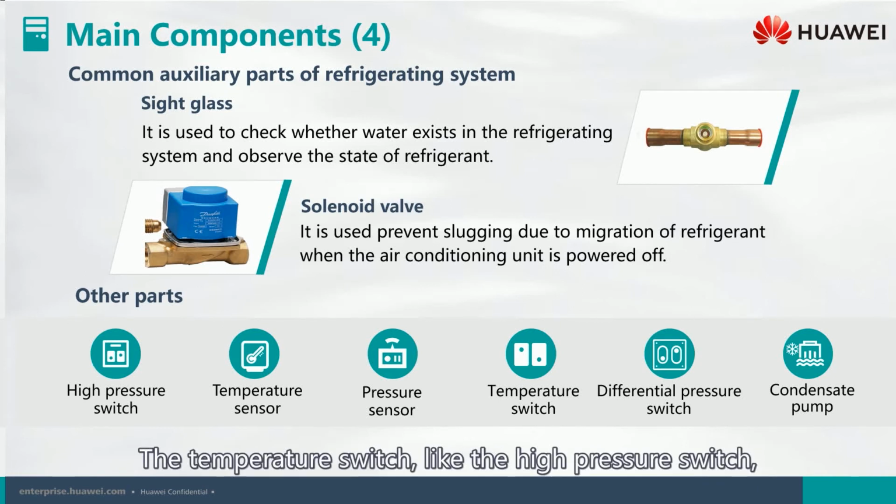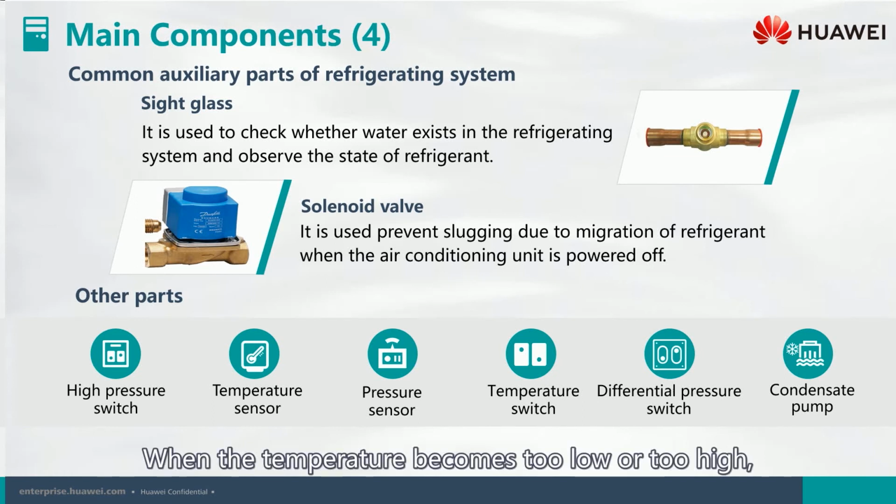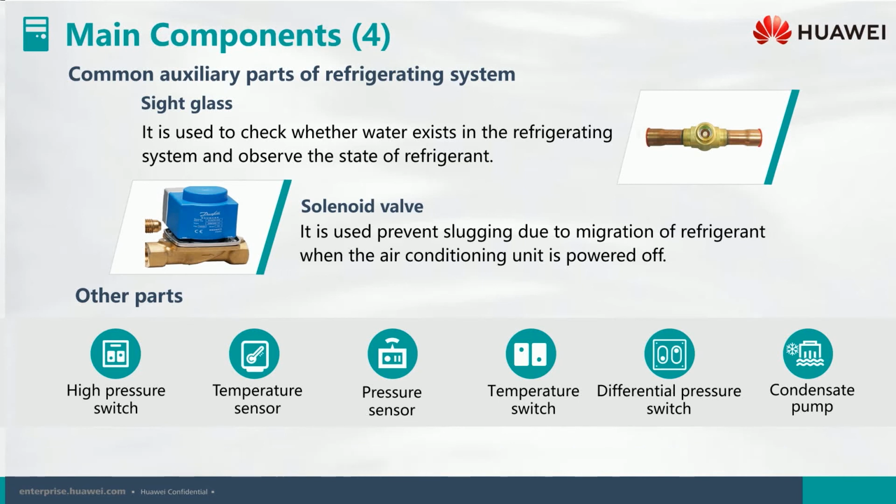The temperature switch, like the high pressure switch, is also used to protect the system. When the temperature becomes too low or too high, the switch will stop the system and deliver a signal to the main board, which will trigger an alarm.